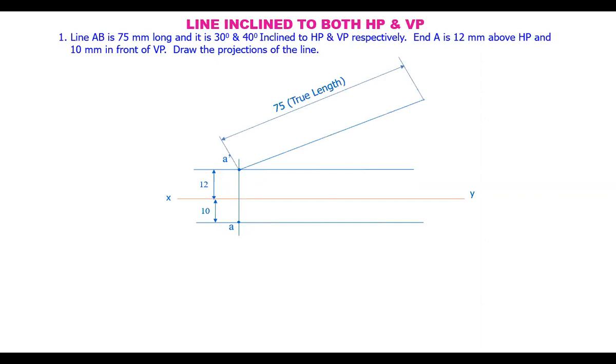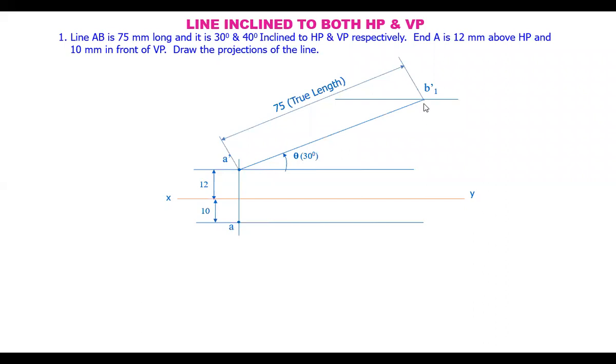Now let's represent, take the true length and assume that the line is parallel to VP first. So the line is parallel to VP. That means in the front view, we see the true length of the line at 30 degrees angle. So at 30 degrees angle, we draw a line here of 75 mm long. We call it B1 dash.